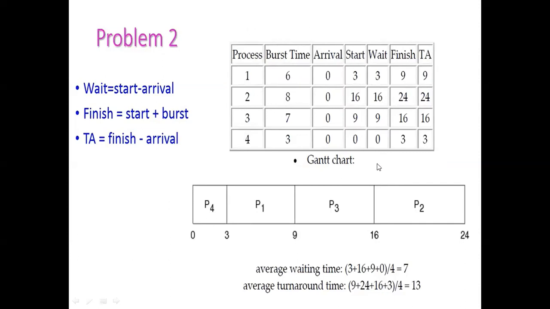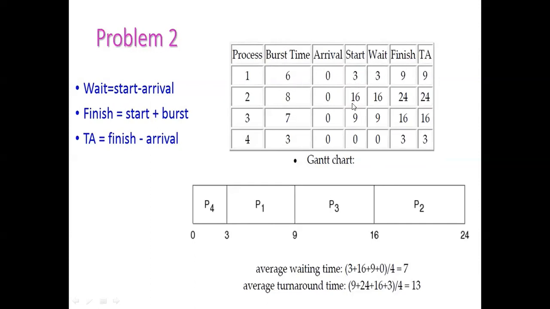So the problem is solved using the Gantt chart, and we need to calculate the start time, wait time, finish time, and turnaround time. And waiting time is the start time minus arrival time. 3 minus 0. Since the arrival time is 0, whatever the starting time is, that is your waiting time. So 3 plus 16 plus 9 plus 0 divided by 4 will be the average waiting time. We get 7 milliseconds.